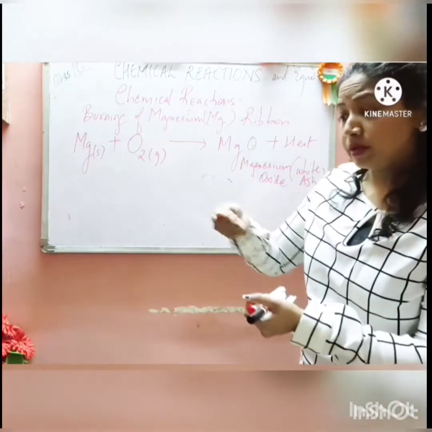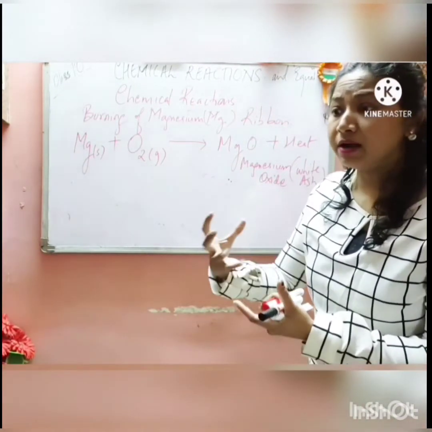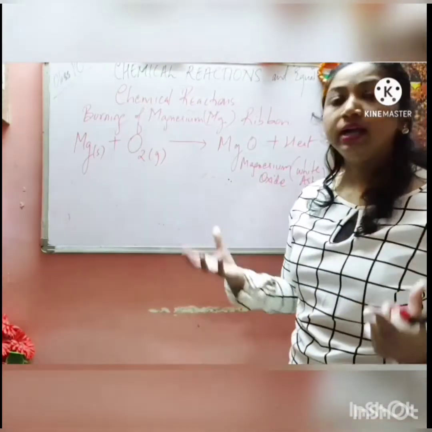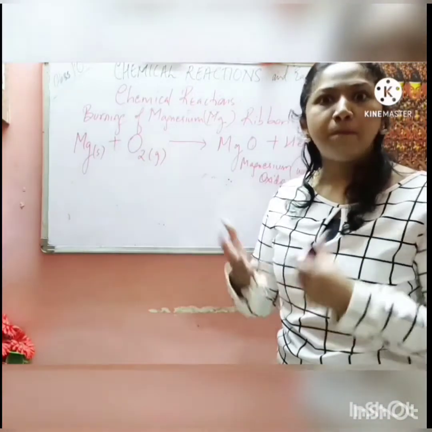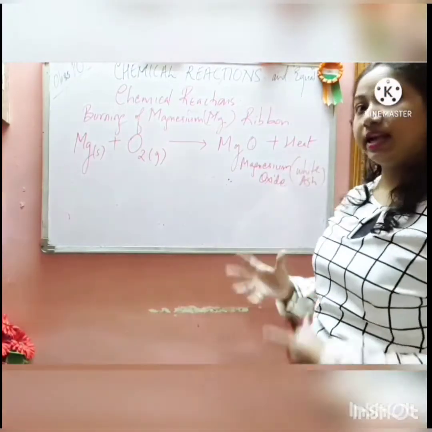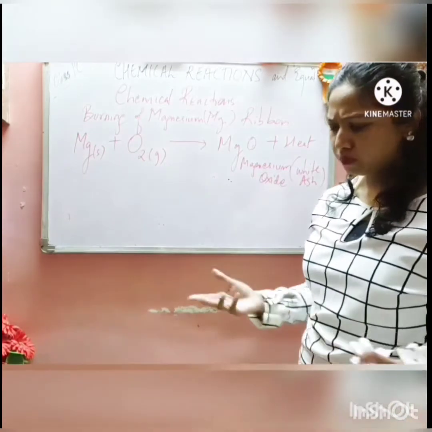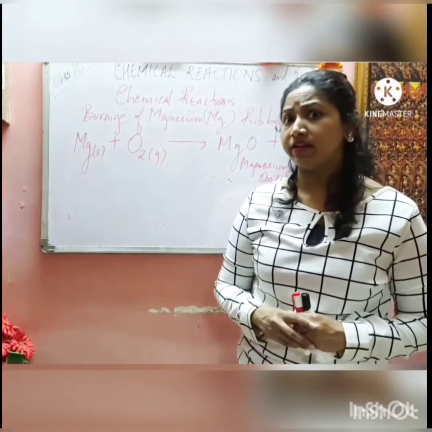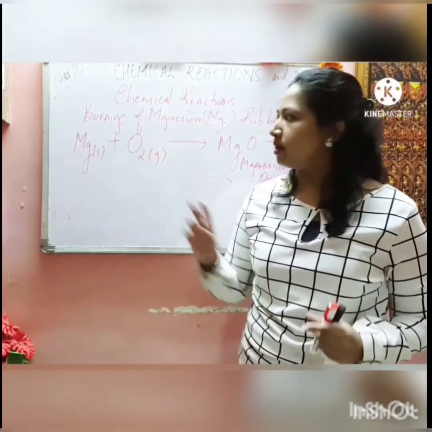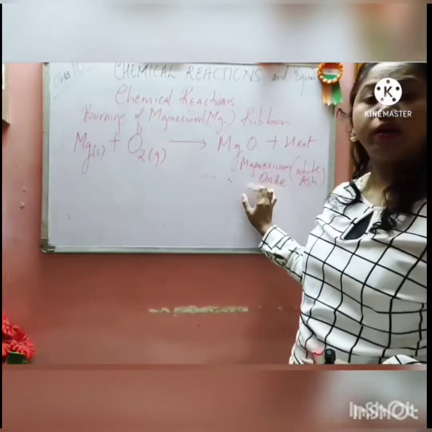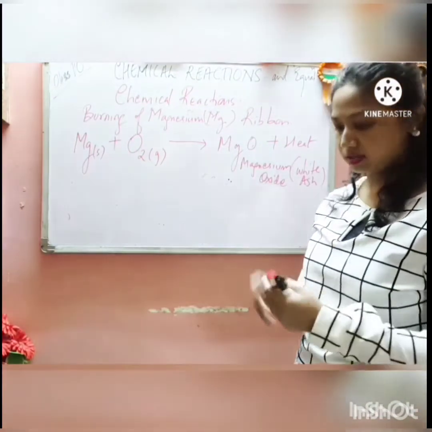So whenever you are burning magnesium ribbon, that means you are reacting with oxygen in air, and whenever it reacts, it burns with a bright white light. So magnesium oxide, and along with that heat is also given out. You get to know that a particular chemical reaction has taken place when one reactant is reacting with another reactant, and you're going to get a new product.